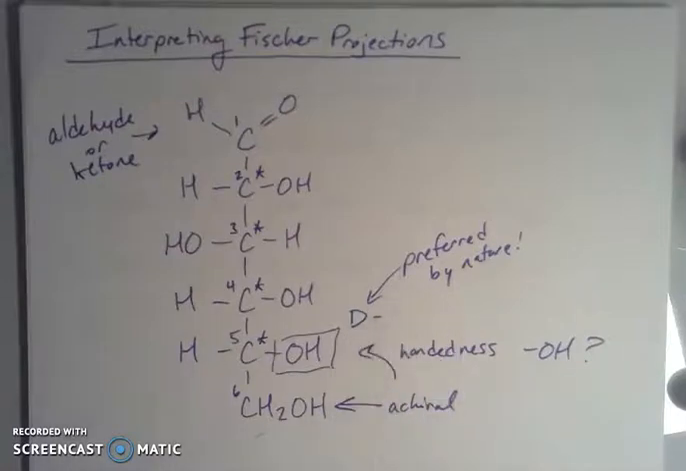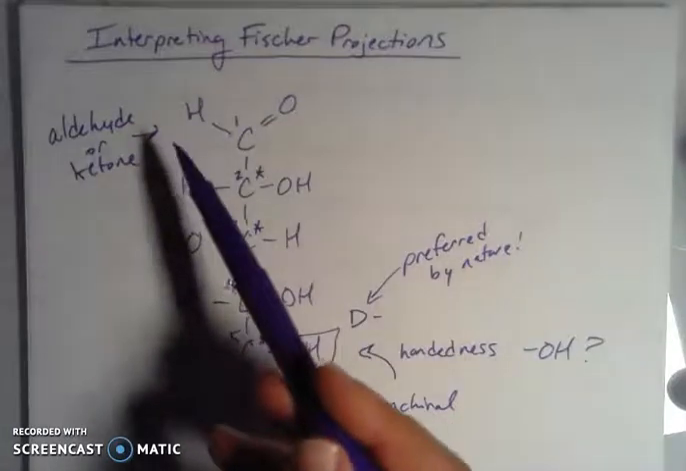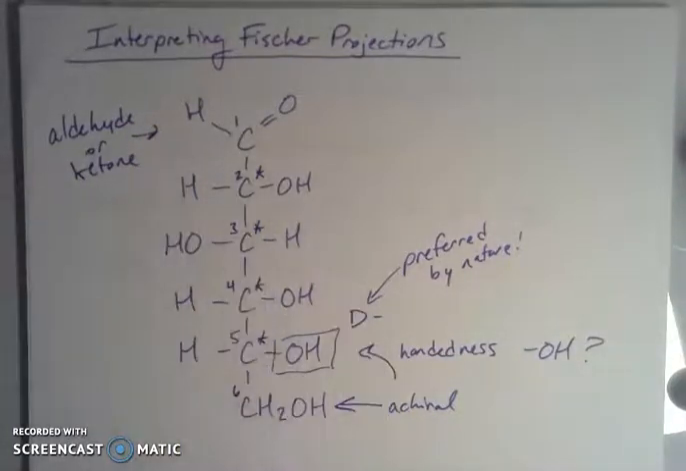And I think it's easiest to see the L and the D on Fischer projections, but we can see the alpha and beta on the ring structure, the Haworth structures. So let's talk about how we go from one to the other. So this is the overall view of a Fischer projection. It gives you some information about what's in there, how many carbons are there. These different chiral centers give us information about the different isomers.